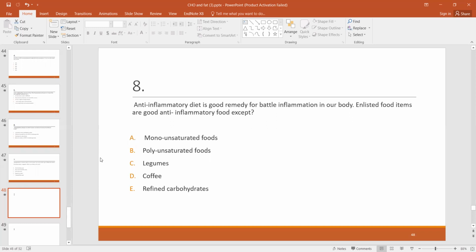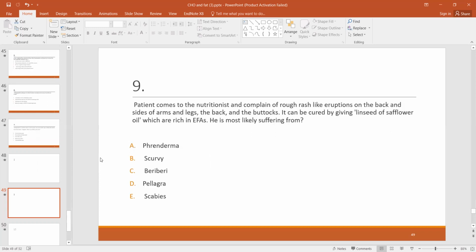An anti-inflammatory diet is a good remedy to battle inflammation in our body. The listed food items are good anti-inflammatory foods except: monounsaturated food, polyunsaturated food, legumes, coffee, or refined carbohydrates. E, refined carbohydrate is correct.